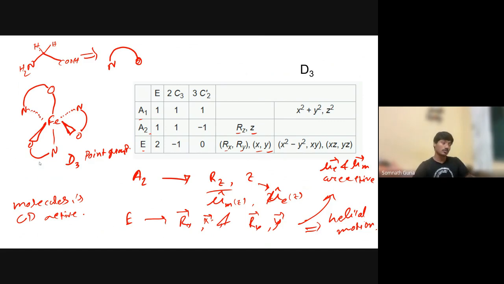And so with respect to all those point groups and the character table, we only find that molecules having point group Cn and Dn, which are active in CD activity, or optical activity.